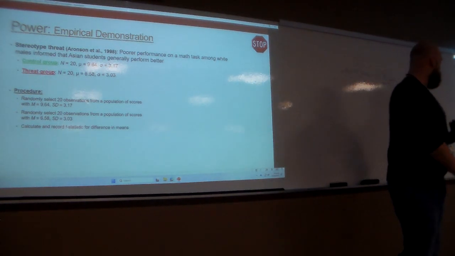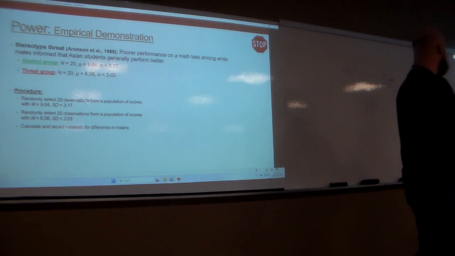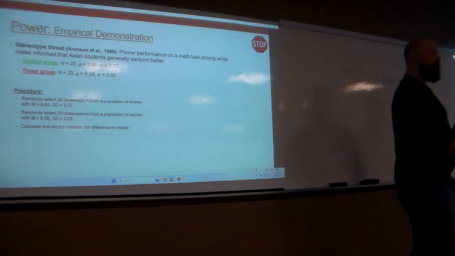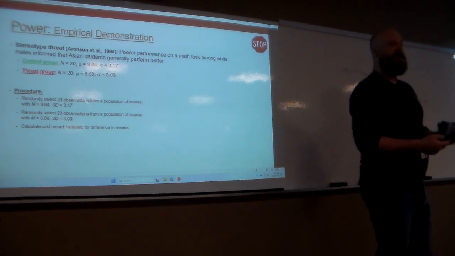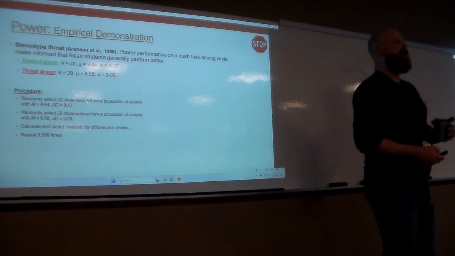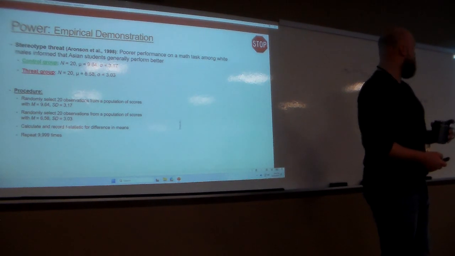And so then what I'm going to do is, from this sample that I pulled and this sample that I pulled, I'm going to calculate my test statistic for the difference in means and record this, okay? So what I've essentially done is pulled a sample of 20 from a population with these characteristics, pulled a sample of 20 from a population with these characteristics, then I'm just going to run a t-test and see what the difference is, right? And then I'm going to do this 10,000 more times, okay?